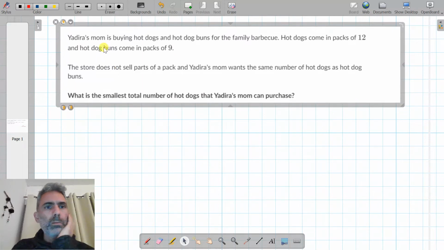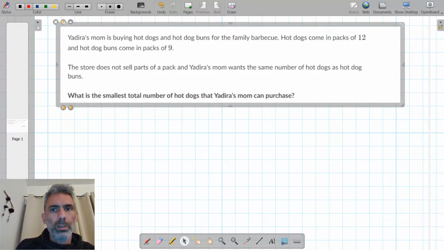Okay, Yadira's mom is buying hot dogs and hot dog buns for the family barbecue. Hot dogs come in packs of 12 and hot dog buns come in packs of 9. The store does not sell parts of a pack and Yadira's mom wants the same number of hot dogs as hot dog buns. Okay. So we need to find what is the smallest total number of hot dogs that Yadira's mom can purchase.